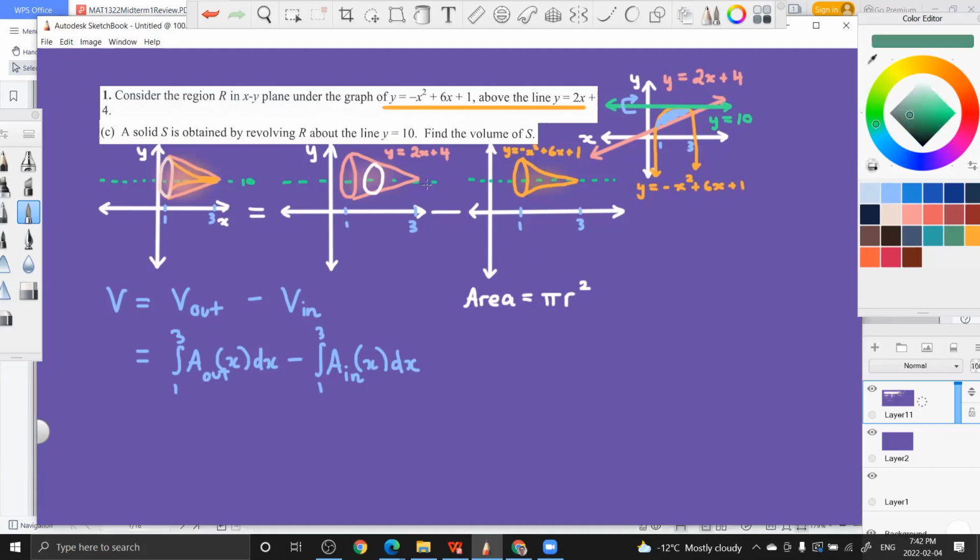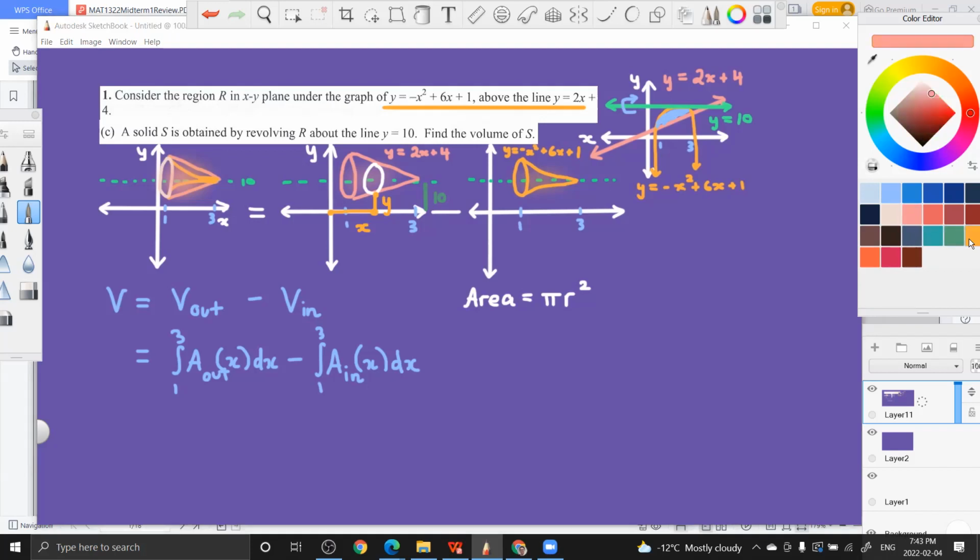Let's see, from here to here is 10, right? The distance is 10 because we're saying that the line here is 10. We chose this to be our cross section. So the distance from here to here is x. The distance from here to here is y. Does that make sense? Okay, that's pretty important too.